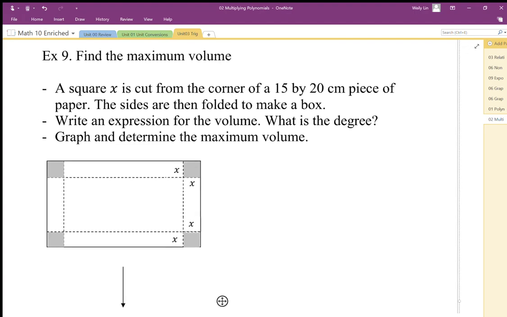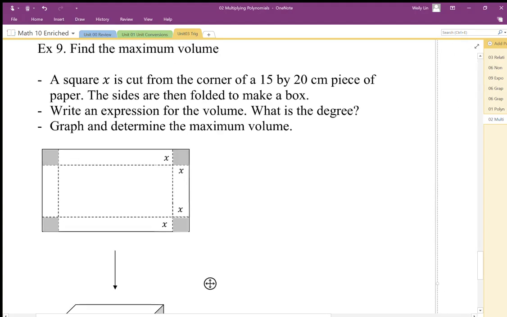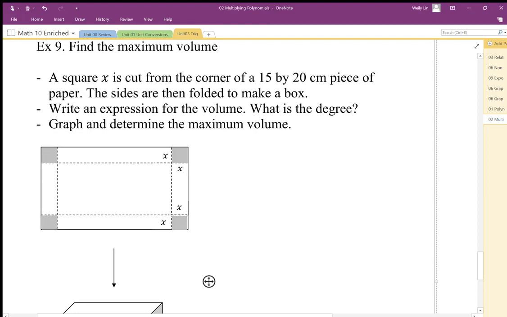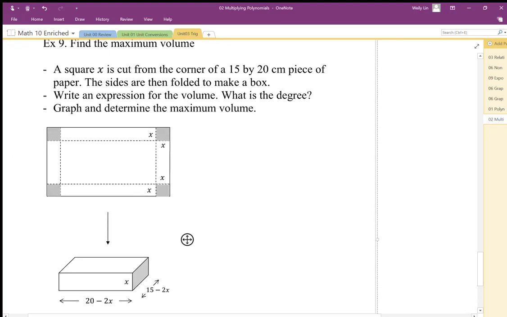So I'm starting with a piece of paper, a 15 by 20 piece of paper, and I'm going to cut the corners out and fold up the sides, and I'm going to end up with a box. And so this ends up being this, and my dimension, since I'm cutting off x from this edge and x from this edge, the length of this edge ends up being 20 minus 2x.